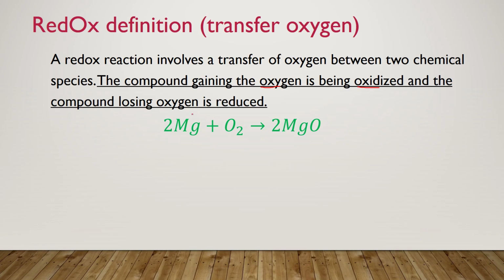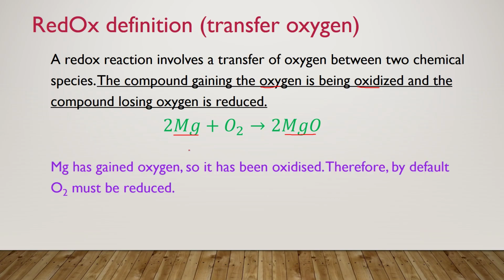And we need a reduction component because it's redox, and we just say the compound losing the oxygen is being reduced. So often it's easier to start with the compound without oxygen. So I'm going to start with our magnesium. It has no oxygen attached to it, then is reacting with diatomic oxygen to form magnesium oxide. So in a sense, the magnesium has gained oxygen through this reaction. So since magnesium has gained oxygen, we would say that magnesium has been oxidized.